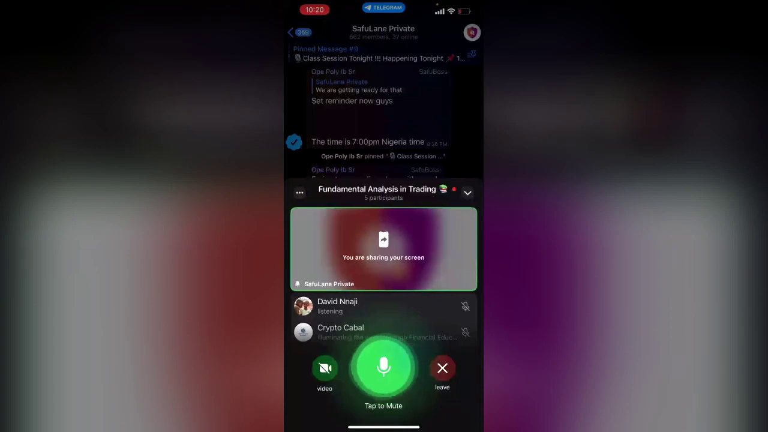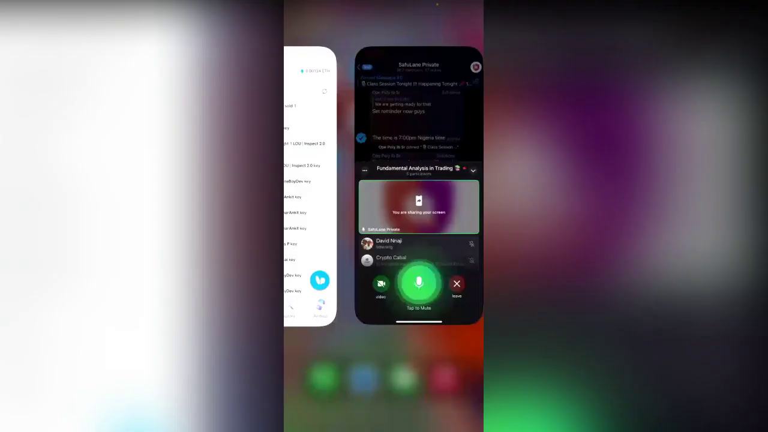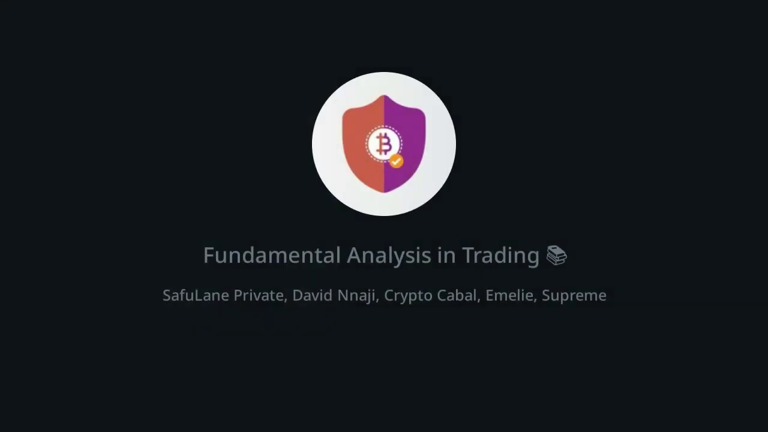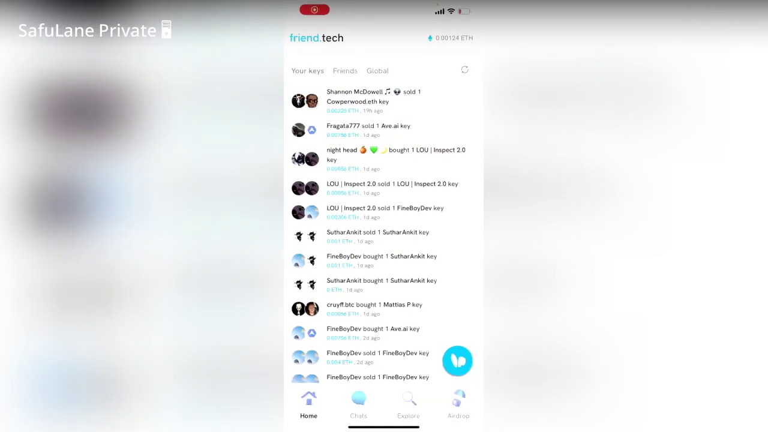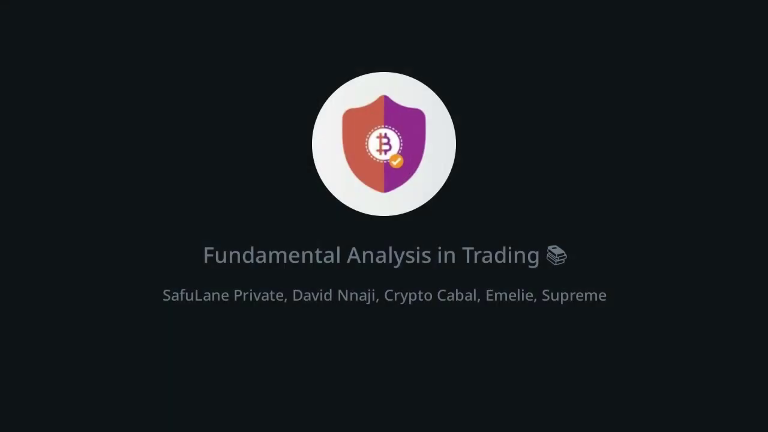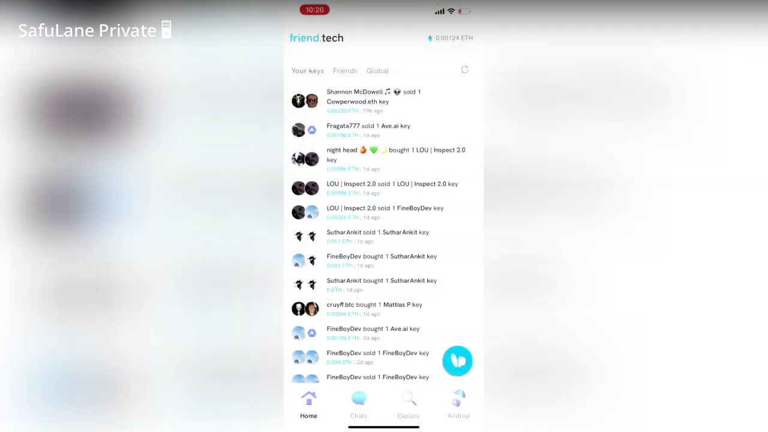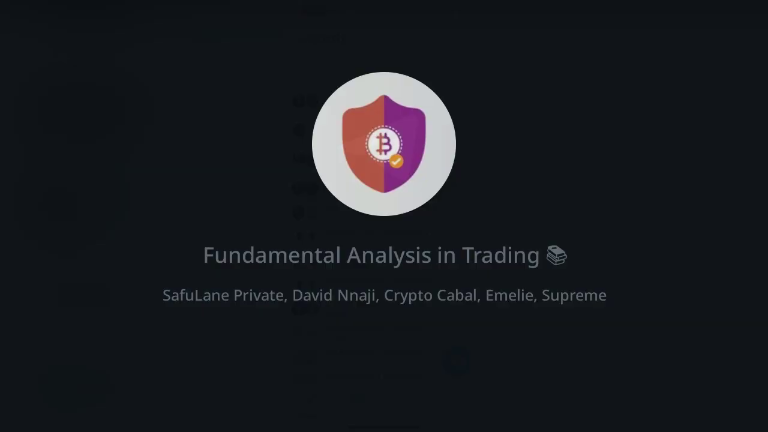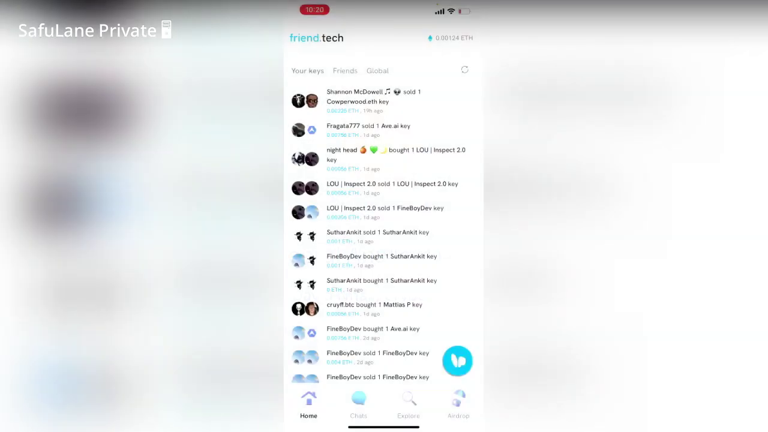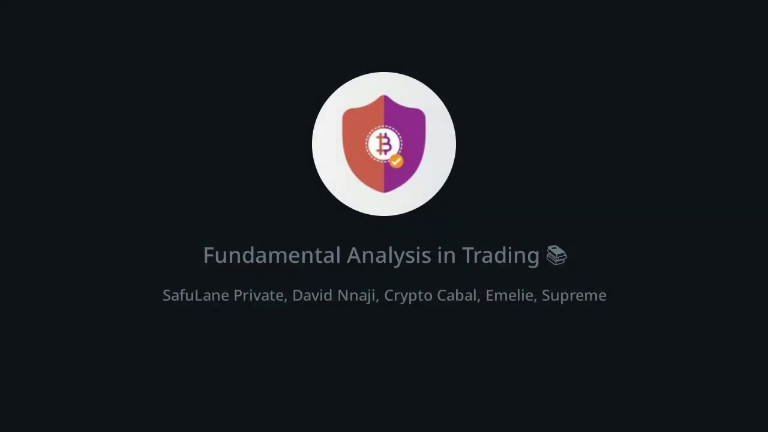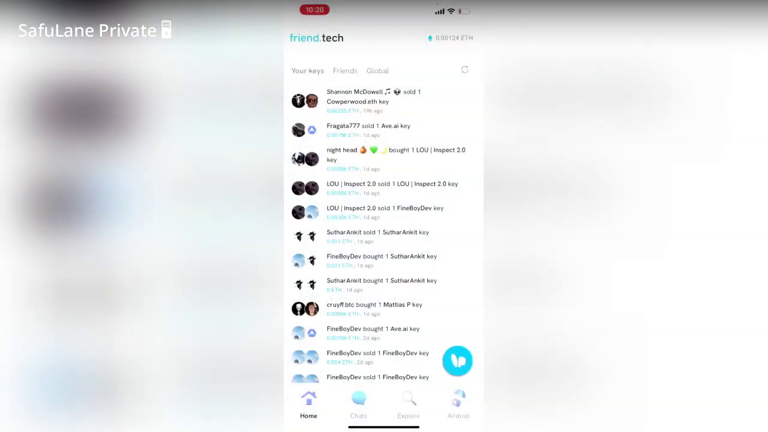I've actually been using FriendTech, and to be honest, it was fun to me because at the end of the day, I had to add more Base Ethereum to what I have in my wallet just to buy and make use of the keys.